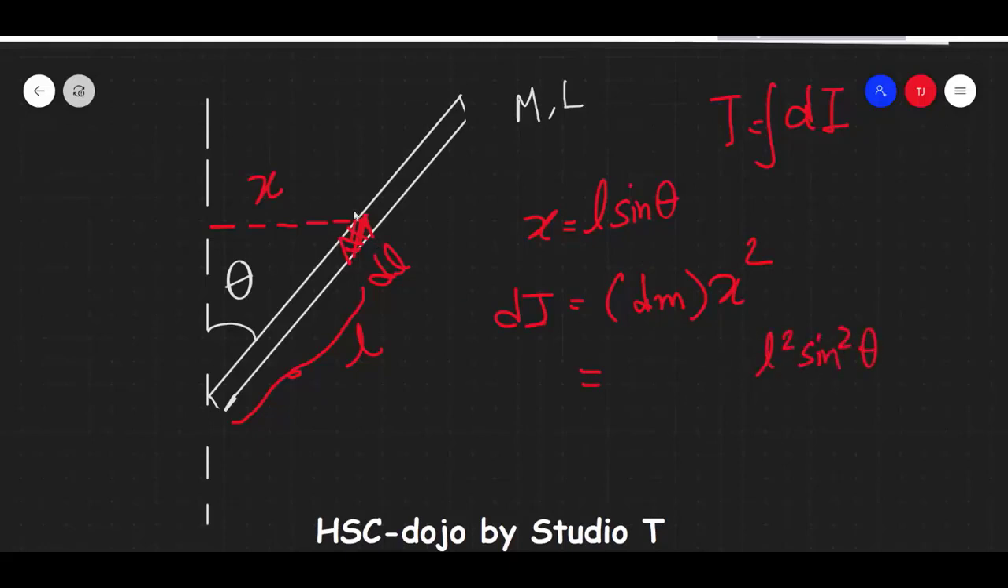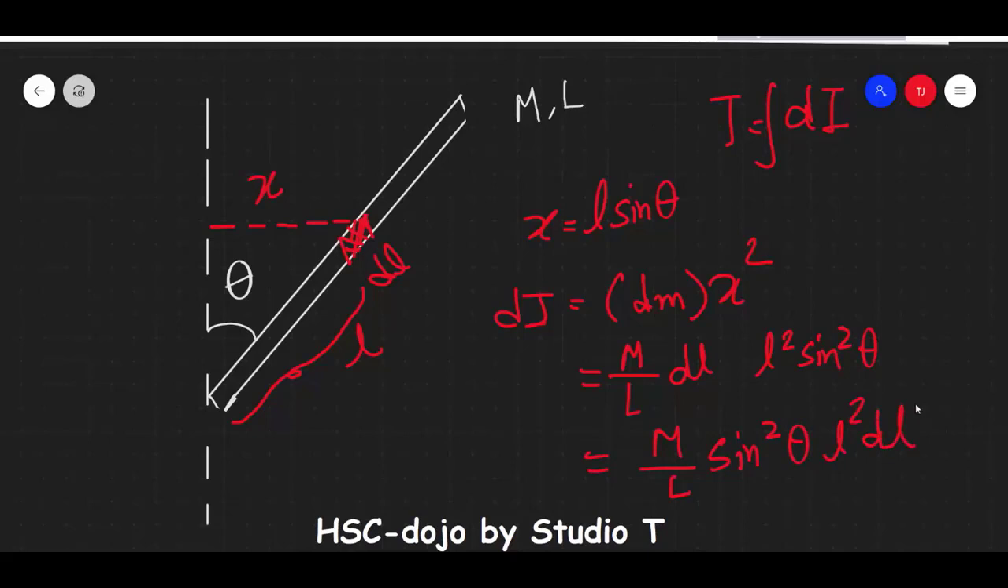And what is dm? dm is the mass of the differential portion having a length of dl. So dm will be the mass of unit length of this rod. What is it? It will be M by L, because M is the total mass and L is the total length. So if we divide M by L, we will get the mass of unit length of this rod, and we have to multiply it by dl, because in the unitary system if the mass of unit length is M by L, then the mass of dl length will be M by L into dl. So we will get M by L sine square theta l square dl.